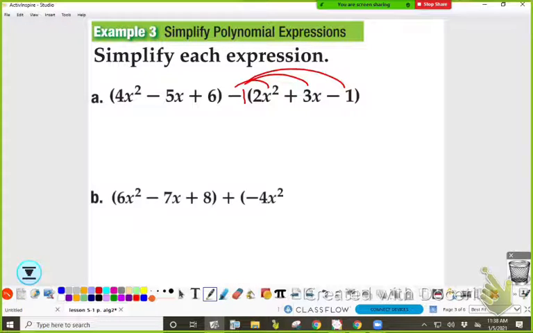In front of the first set of parentheses, there's nothing here, right? So we don't have to distribute anything. So this just stays 4x squared minus 5x plus 6. When I distribute the negative, it becomes minus 2x squared minus 3x plus 1.